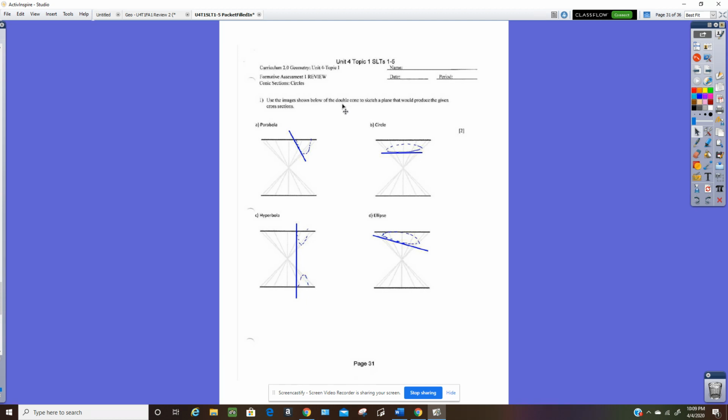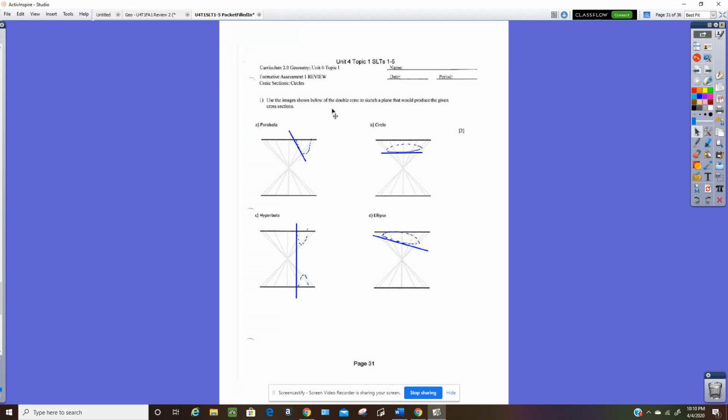This is a review of the circles quiz and conic sections, but most of the questions are on circles. But anyway, here's the first page of the review. So it is the conic sections.